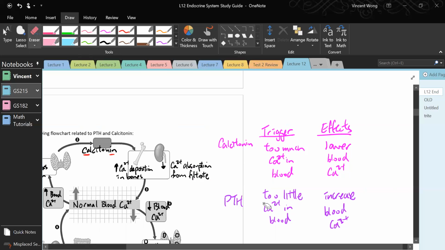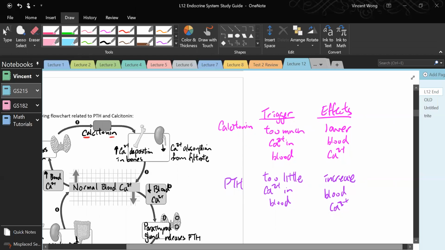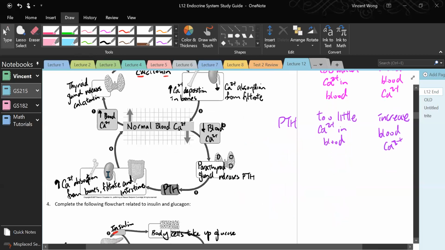Okay. And then for PTH, right? You know, you don't have enough. So what is PTH going to do to bring it back up? It's going to do these three things, right? You're gonna have to get calcium somewhere. You don't have enough in the blood. So let's get it from the bones. That's the easiest, most accessible source in the body, right? You're going to get it from the bone.